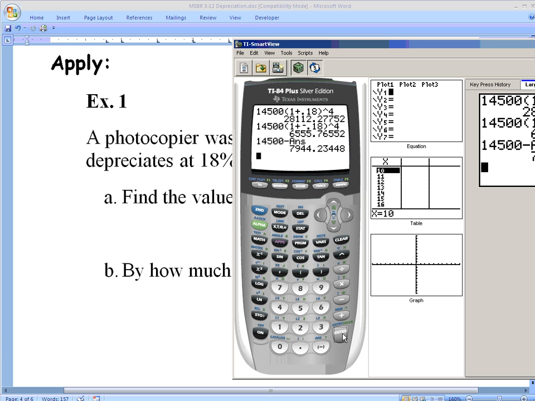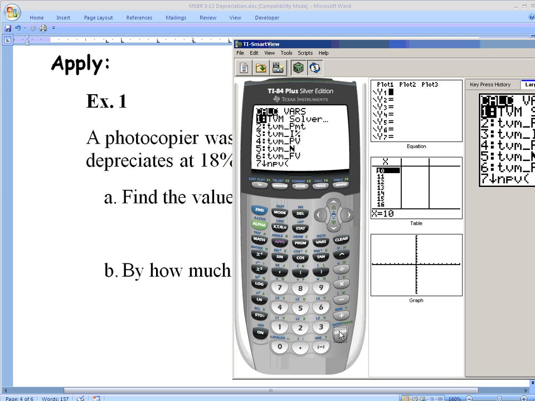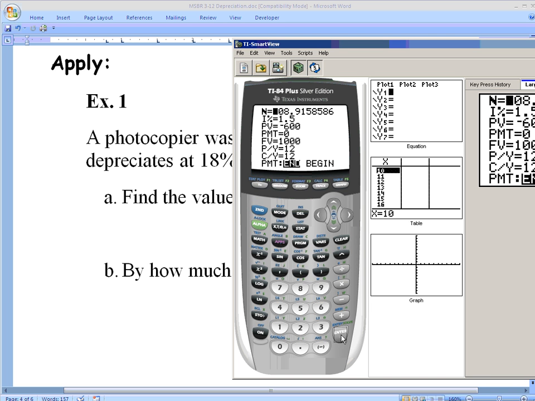I also mentioned we could do this on the TVM solver, so I'm going to open that up. Press our apps key, finance, TVM solver. N is our number of periods, N times K, and we know that K is always going to be 1 for depreciation. So we're dealing with 4 years. I put in a 4. Our interest rate was 18%. We leave it as a percent, but the thing to remember, it's got to be negative. So I'm putting in negative 1/8.